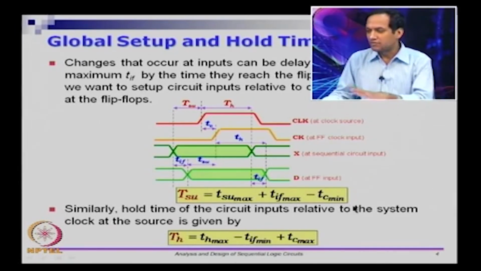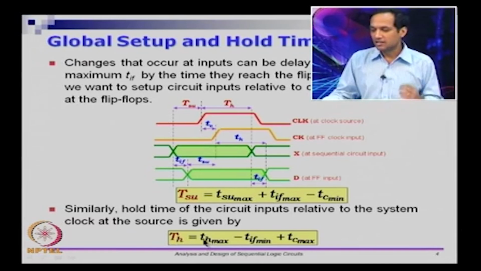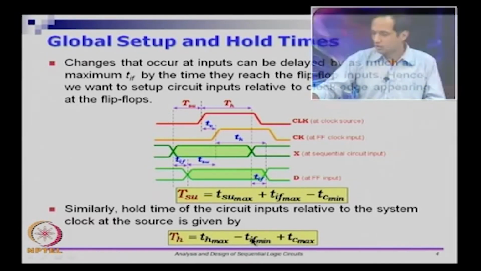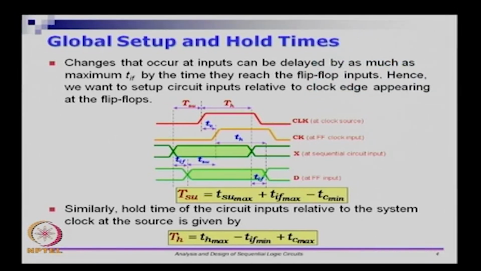Even if you do not have the max and mins, just get the expression right. It is TSU plus TIF minus TC, and TH is TH plus TC minus TIF. These are the global setup and hold times. These are with respect to the external world.